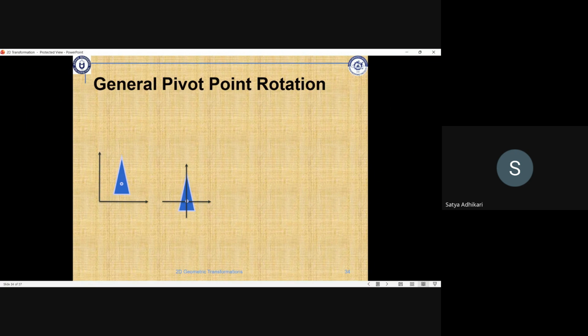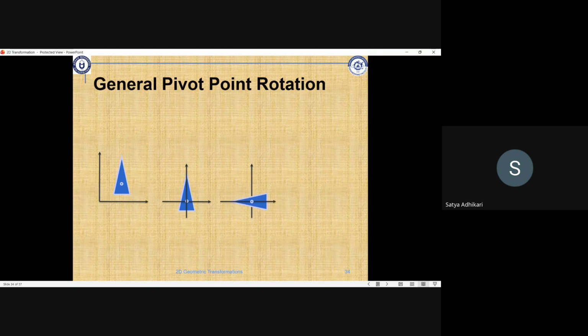So first, what to do? First, translate that point to the origin. You see, now I have done that in my second picture. I did nothing else. I only translated that point to the origin. Once it has come to the origin, now make the rotation.